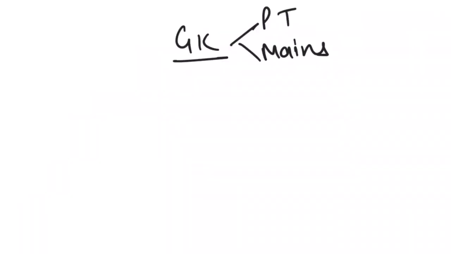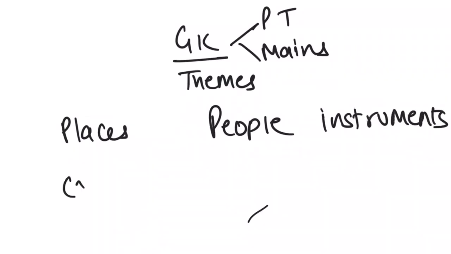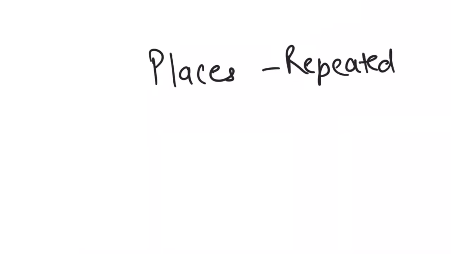So the crux is that you have to do GK for both PT and Mains. And within GK, there are certain themes which are repeatedly asked, like important places, important people, instruments, capitals, currency, the whole shebang. If you want, we can do a separate video on all the themes that are important under GK, but today we will be limiting ourselves to places. GK places for PT and Mains.